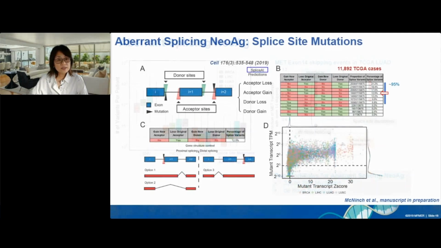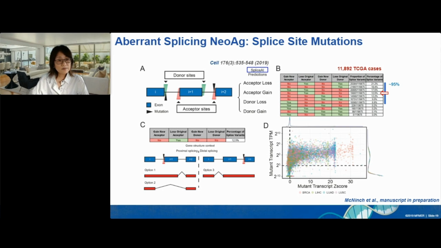Here is the algorithm for identifying splicing neoantigens from tumors with DNA mutations in splice sites. As shown in figure A, we start from DNA mutations and predict splicing donor or acceptor site gains and losses using a published tool called SpliceAI. After a survey of close to 12,000 TCGA cancer cases, 13 distinct profiles were detected as shown in figure B, some of which are very frequent and others are more rare.